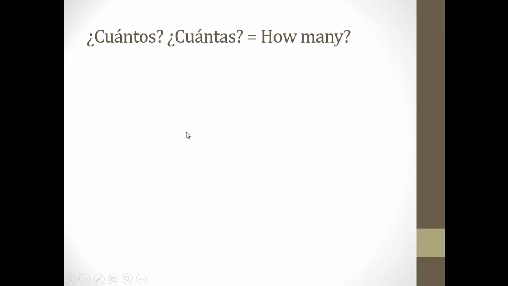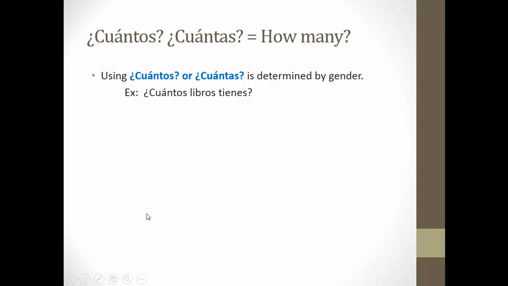Okay, next up on your list, you've got cuántos and cuántas. They mean how many. You're obviously going to either select cuántos or cuántas based on gender. Let's look at a few examples. How many books do you have? ¿Cuántos libros tienes? Okay, libros was masculine plural, so we needed masculine plural here of cuántos. How many people are here? People is feminine, so you've got ¿cuántas personas están aquí?